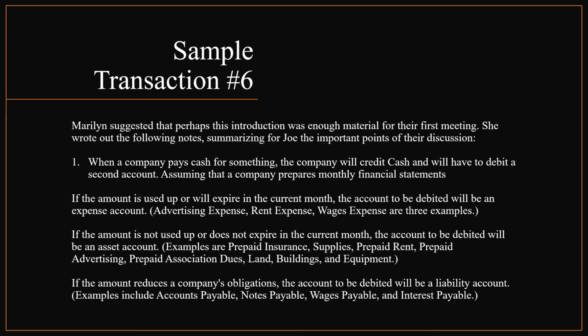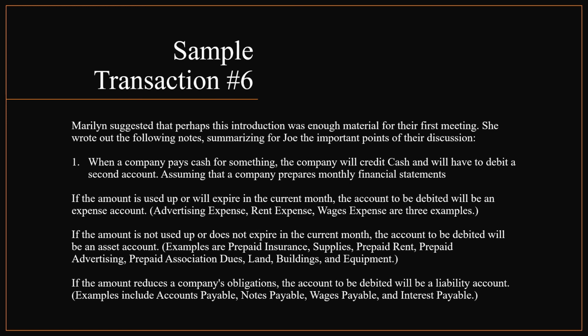If the amount is used up or will expire in the current month, the account to be debited will be an expense account. Advertising expense, rent expense, wages expense are 3 examples. If the amount is not used up or does not expire in the current month, the account to be debited will be an asset account. Examples are prepaid insurance, supplies, prepaid rent, prepaid advertising, prepaid association dues, land, buildings, and equipment.